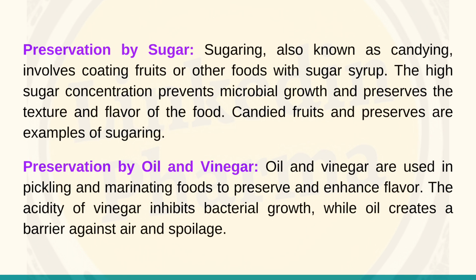Preservation by sugar. Sugaring, also known as candying, involves coating fruits or other foods with sugar syrup. The high sugar concentration prevents microbial growth and preserves the texture and flavor of the food. Candied fruits and preserves are examples of sugaring.